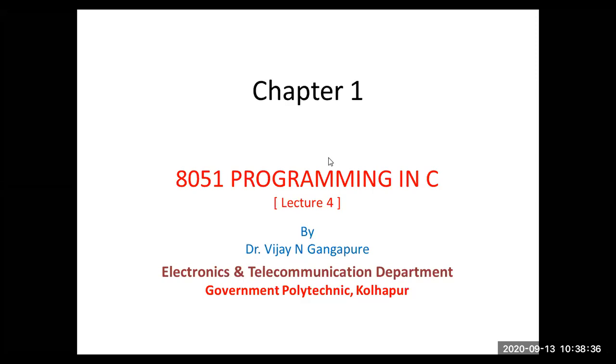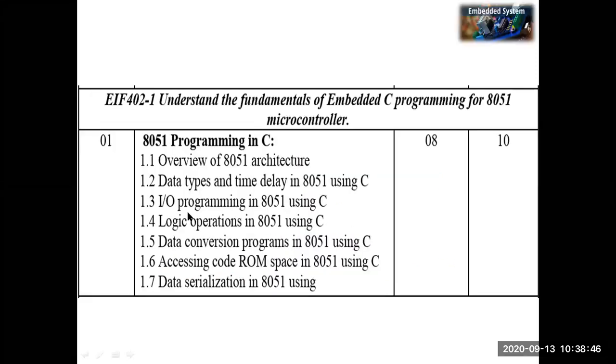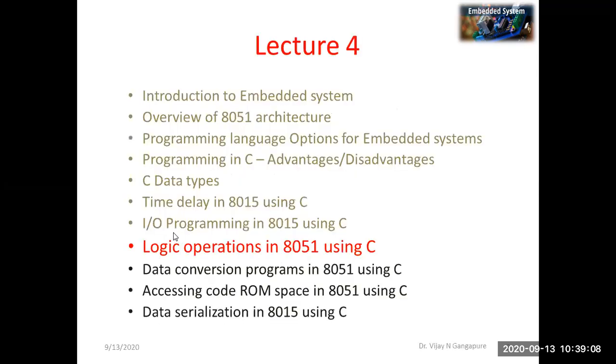So we were discussing chapter number 1, that is 8051 programming in C. Now we are in lecture number 4. So in the last lecture, lecture number 3 part number 2, we discussed how to write time delays for the 8051 microcontroller in C programming, as well as we studied IO port programming of 8051 ports in C. In this lecture, we are going to proceed further.